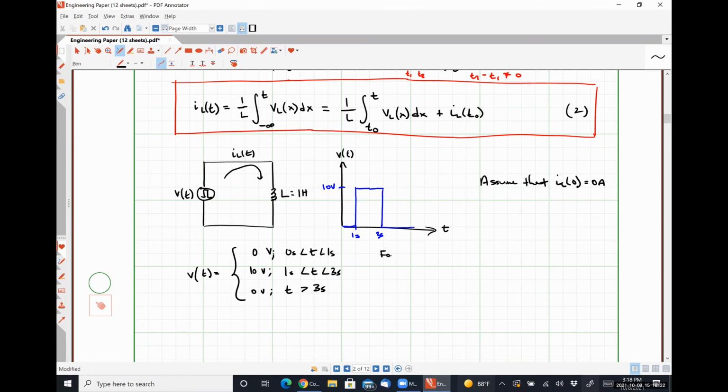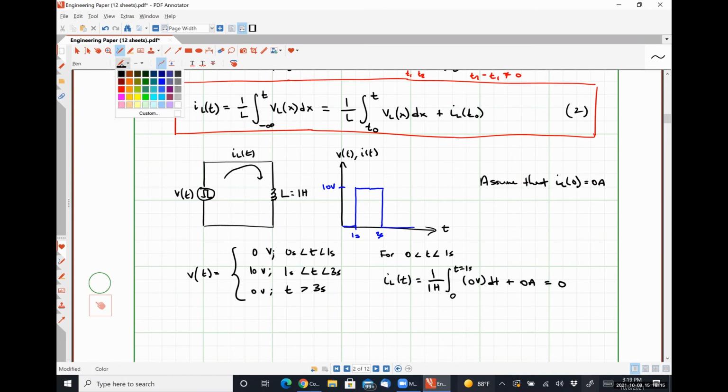So for 0 less than t less than 1, IL of t is going to look like 1 over L, so 1 over 1 Henry, times the integral from 0 to t is equal to 1 second of 0 volts dt plus our initial condition, which happens to be 0 amps. So our current is going to look like 0 over that interval. All right. So I'm going to plot this on the same graph. I'm going to do it in red. So over this interval, our current and our voltage match exactly.